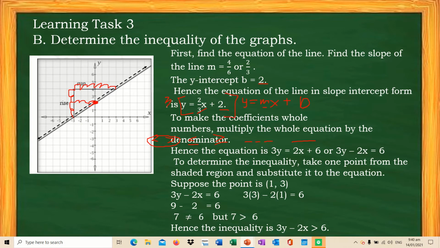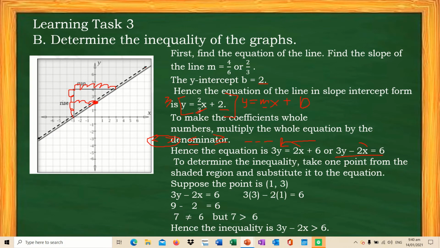Okay. So, 3 times y equals 3y. Then, 3 times 2/3 is, makakancel natin yung 3. So, ang may iwan is 2. So, 2x. Then, 3 times 2 is 6. So, 3y equals 2x plus 6. Or, ilipat natin sa standard form. Let us transpose 2x. So, magiging negative 2x. So, 3y minus 2x equals 6. Okay, so since ito yung equation na to, ito ay equation pa lang ng line na to.